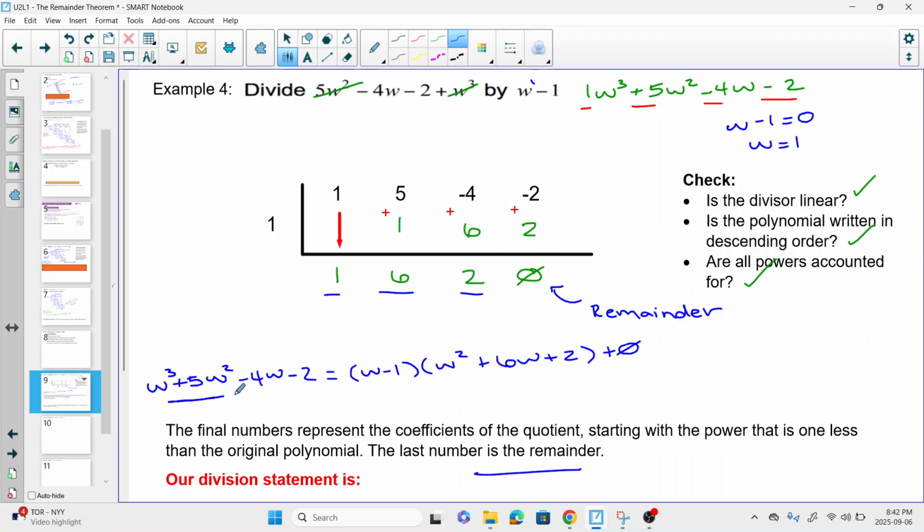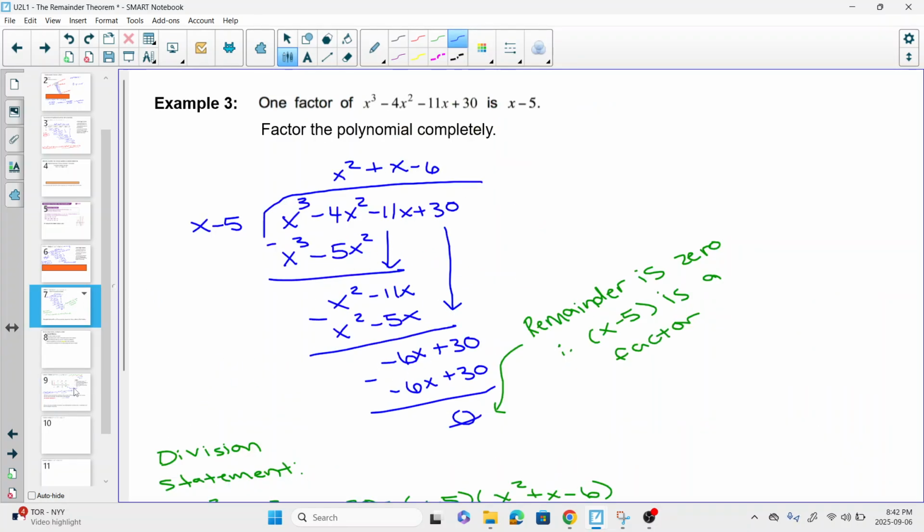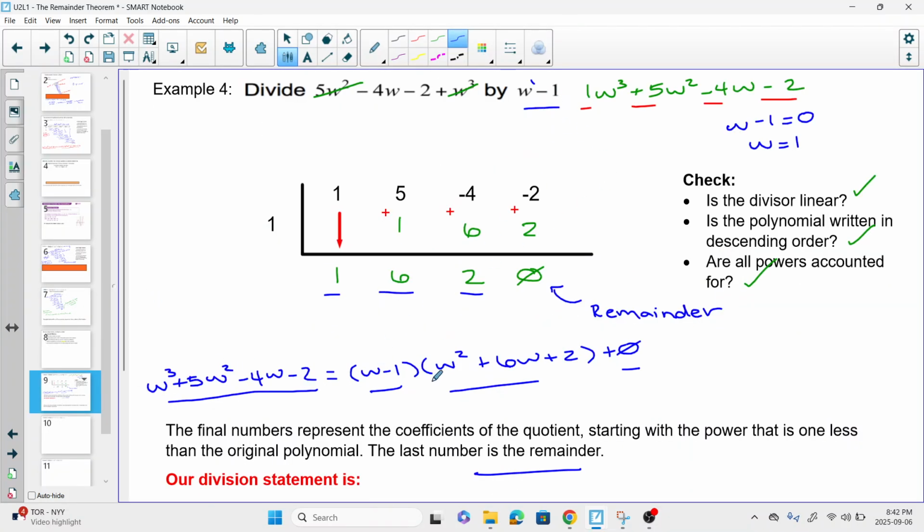Okay, so this is our original polynomial. This is the divisor. This is the quotient. This is the remainder. That's our division statement. And obviously that was a lot faster than had we done long division. And if you are wary or you don't trust it, for sake of time I'm not going to do it, but you could take this polynomial and use long division, and divide it by w minus 1, and you will get back this as your quotient, w squared plus 6w plus 2.